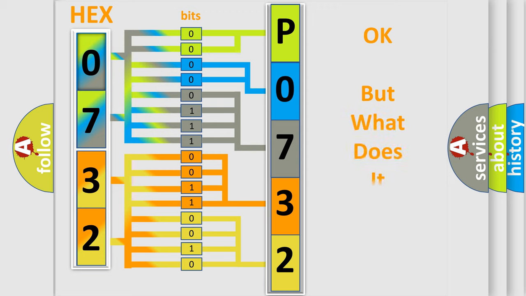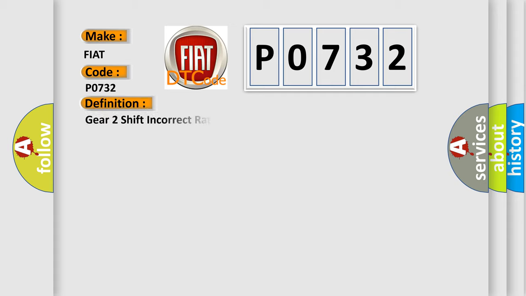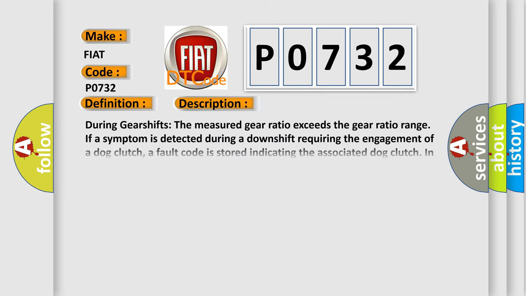The number itself does not make sense to us if we cannot assign information to what it actually expresses. So, what does the Diagnostic Trouble Code P0732 specifically mean for Fiat car manufacturers? The basic definition is gear 2 shift incorrect ratio. And now this is a short description of this DTC code.